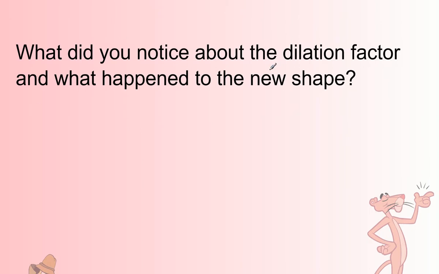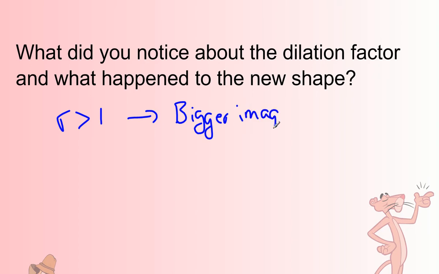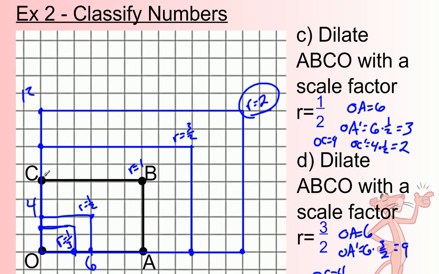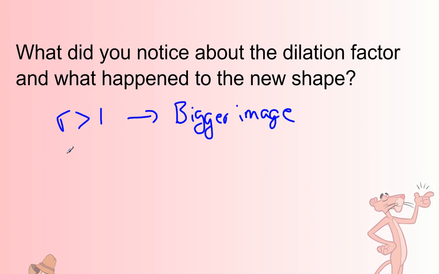So the relationship, what it comes down to is, if your scale factor is bigger than 1, you get a new, bigger image. I'll put image. It's the proper word for it. You get a new, bigger image. So this C prime, B prime, A prime is bigger than the original because I had a scale factor bigger than 1. If you have a scale factor less than 1, you get a smaller image.